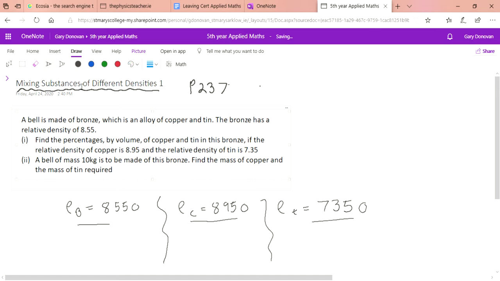And the question is, by what percentages by volume are copper and tin added together? So we don't know anything else. We don't know the total volume of the bronze. We don't know the volume of the copper. We don't know the volume of the tin. But we want to know what percentages of each there is in the alloy.